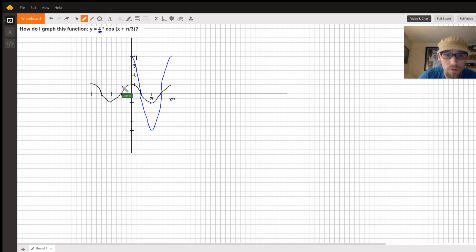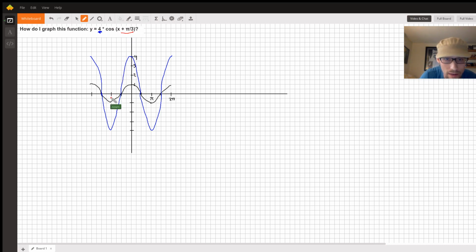Pardon my swerve, but you get the picture. Whoop. Not too shabby. Now, phase shift, pi over 3. So what I would do, right, each one of these is pi over 2. Phase shift being plus, that means we're going to go to the left. It's kind of counterintuitive, but true story.